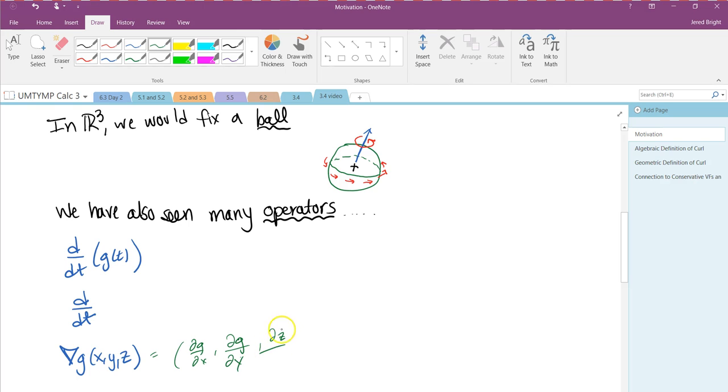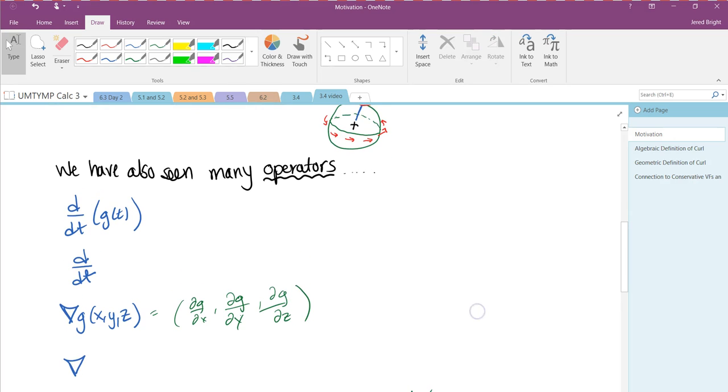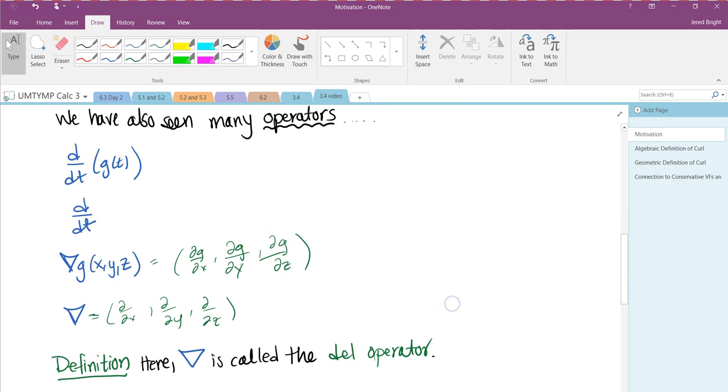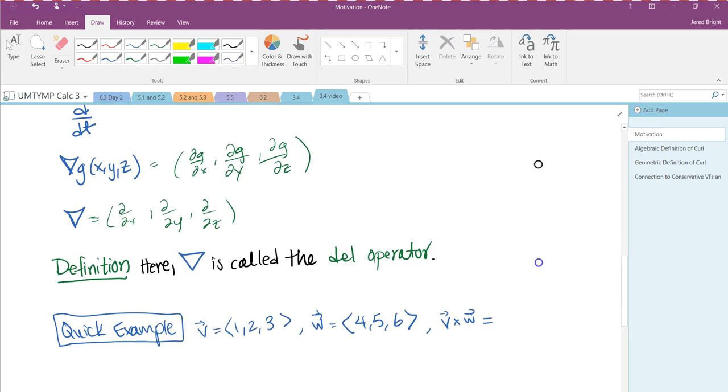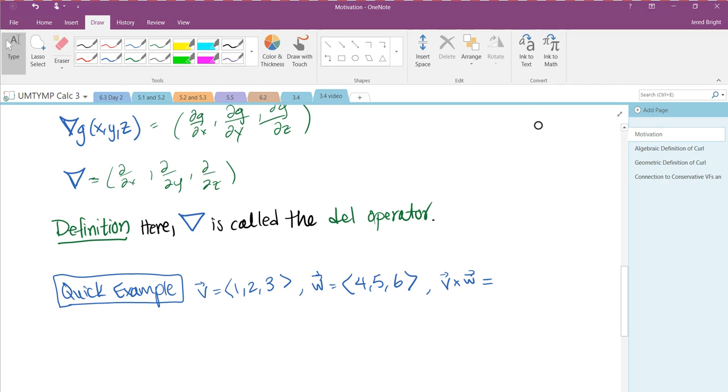So dg, dz. Okay, and then really what this means, at least in our past use, is we think of this as the partial with respect to x, the partial with respect to y, and the partial with respect to z of whatever we're doing. And so here we're actually going to call this the del operator. I have used that language before in class, but formally that's what we're going to call it. Okay, so then just as a quick example, here also just remembering the cross product.